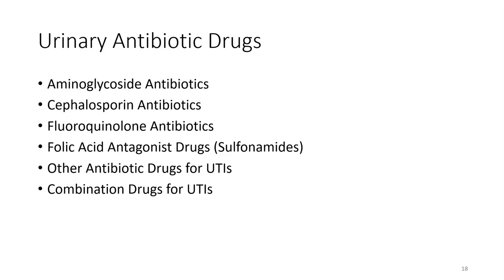So talking about infection, urinary antibiotics are often used. A urinary tract infection is commonly referred to as a UTI, and it can affect any part of the urinary tract. But cystitis, which is the infection of the bladder, is the most common type of urinary tract infection. The drugs that we're going to use to treat them are going to be antibiotics, and the more common ones for UTIs include aminoglycosides, cephalosporins, fluoroquinolones, folic acid antagonists, which include the sulfonamides, as well as other drugs and combination drugs.